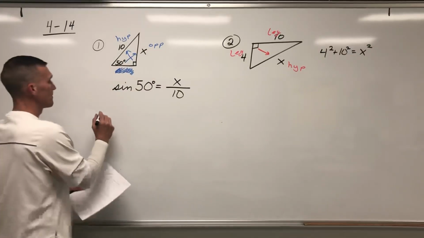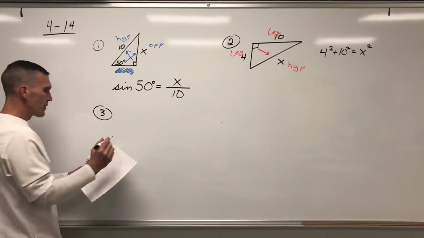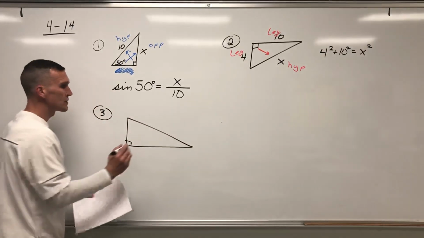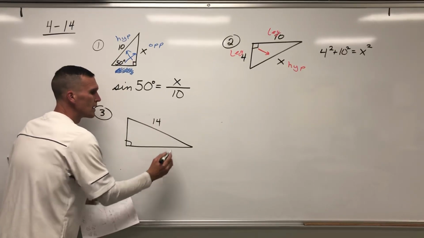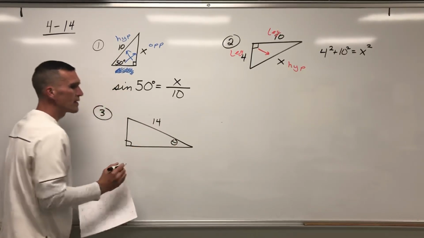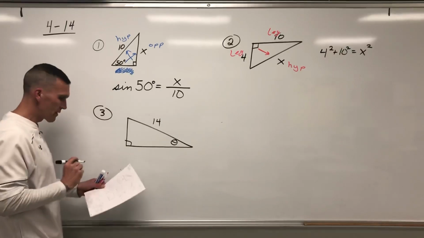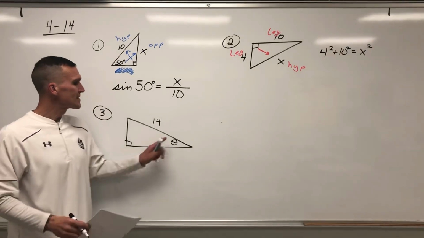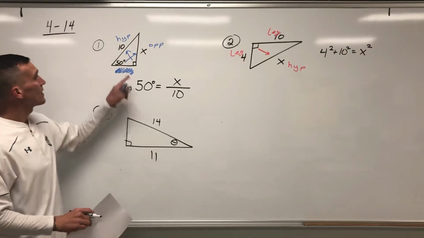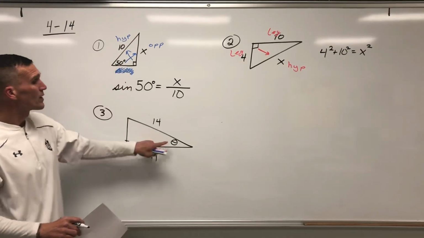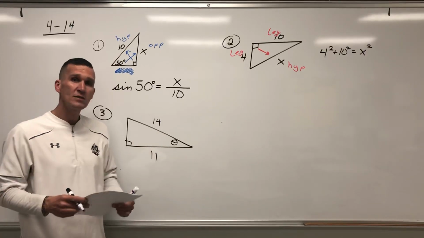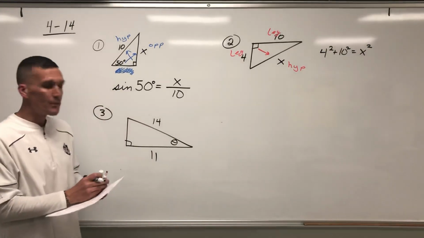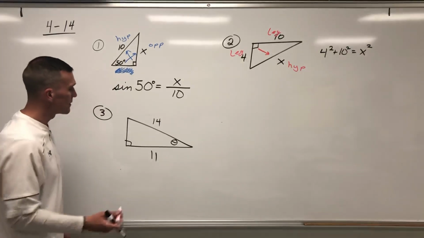Let's try number 3. Number 3, we have this triangle drawn for us. I have a 14 here. I have theta there. Now, theta is just a variable, it's not a big deal, and 11 there. Well, since there is an angle that we're talking about, it doesn't always have to be a number like number 1, it could be a variable, but since an angle is talked about, I think I need to think about trig. So what I'm going to do is label the sides of the triangle.